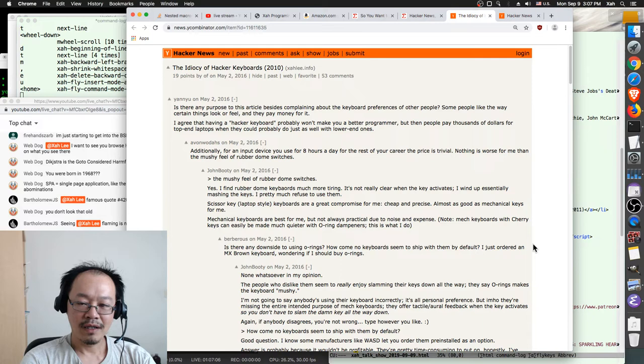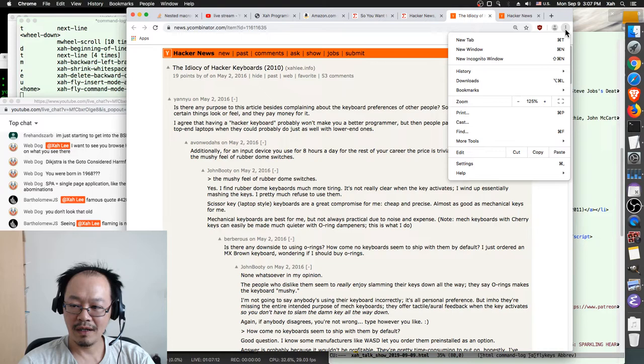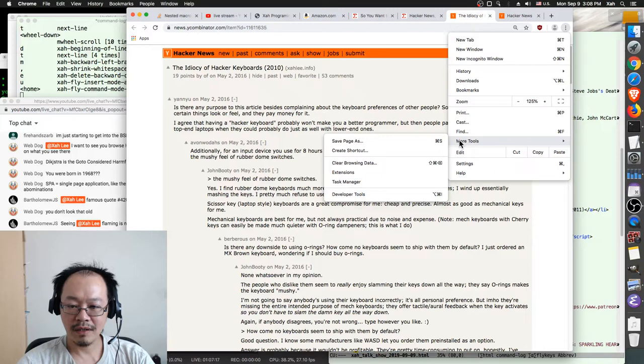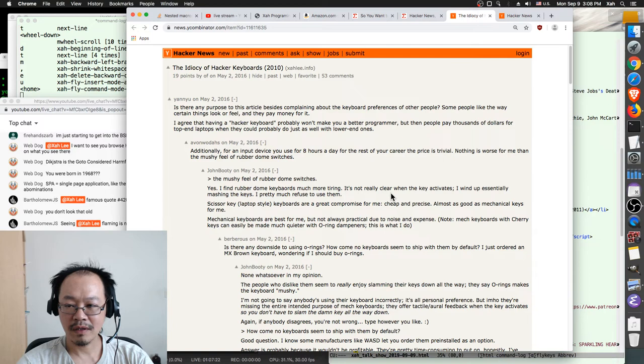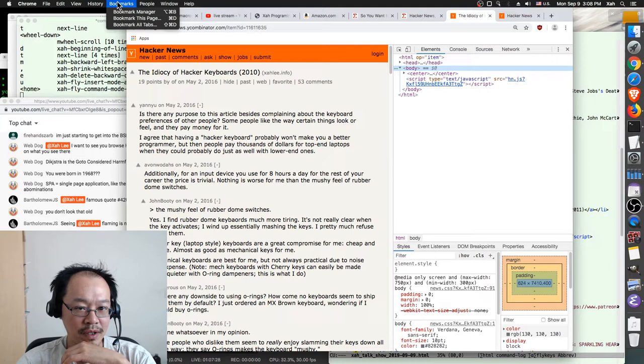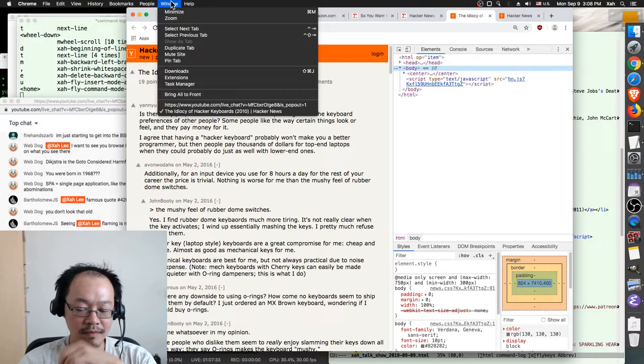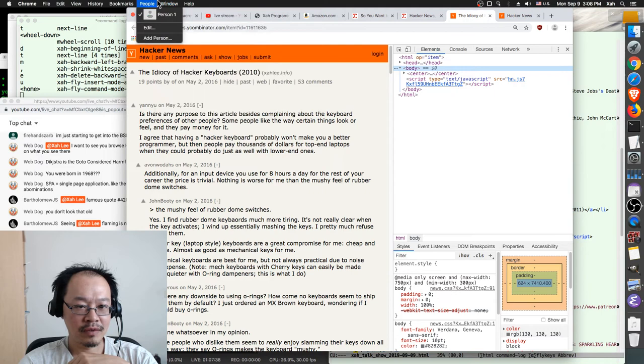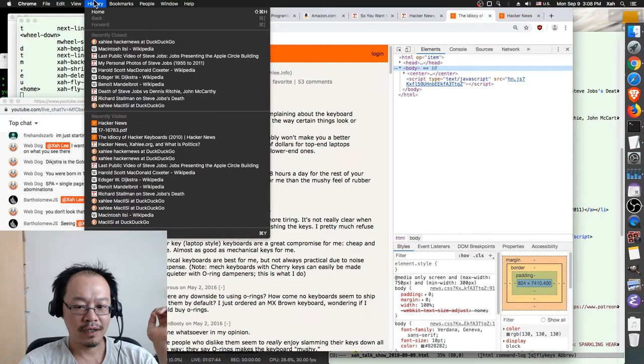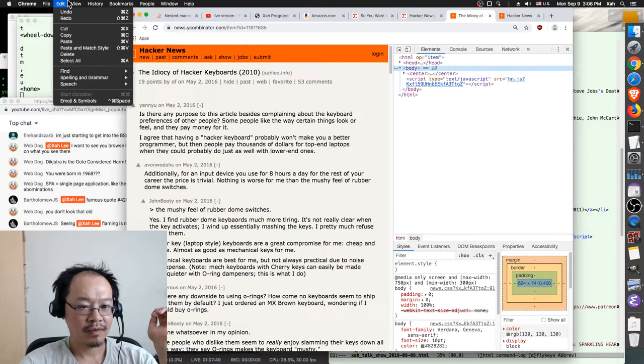okay, so today, actually, let me show you the source code. More tools, okay. Developer tools. I want to show you the source code. It used to be Control U, or Command U, to show the source code, but now things have changed. That command is no longer there. Hold on a second. Okay, view source.